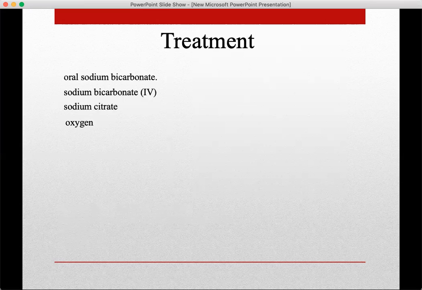Treatment. For all acidosis, doctors usually use oral sodium bicarbonate, or they use an IV, or sodium citrate, or oxygen, or they put the patient on oxygen. But each of these depends on whether the patient has metabolic acidosis or respiratory acidosis. So the doctor can make a decision on which one is the better treatment for the patient.